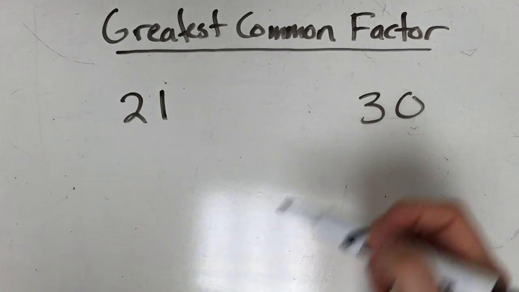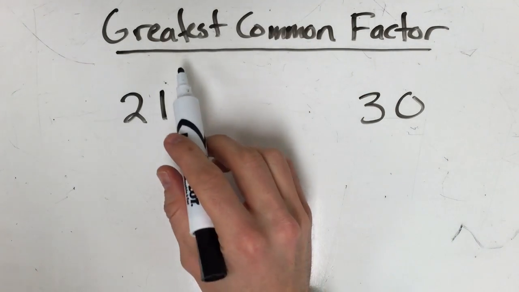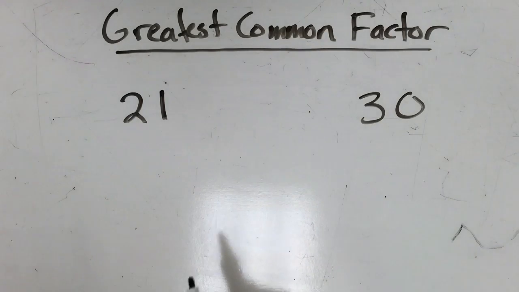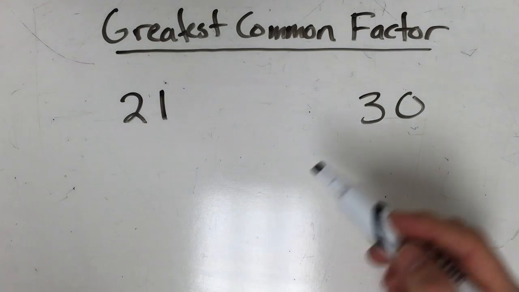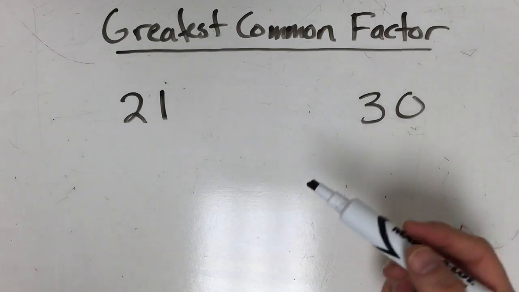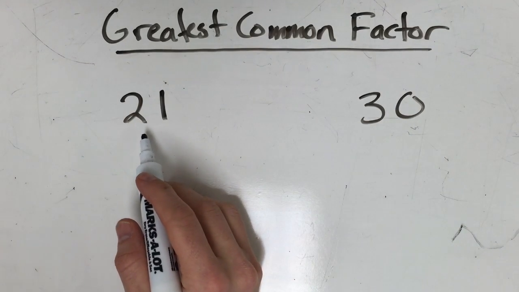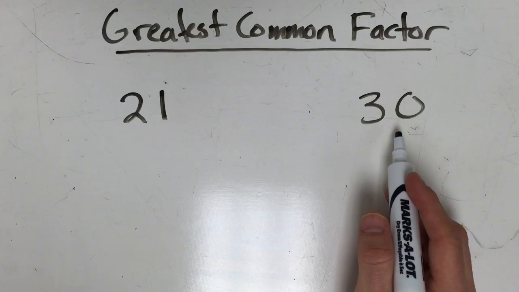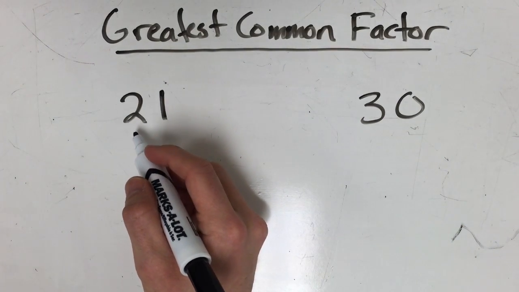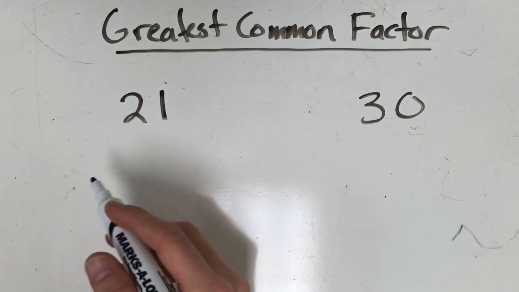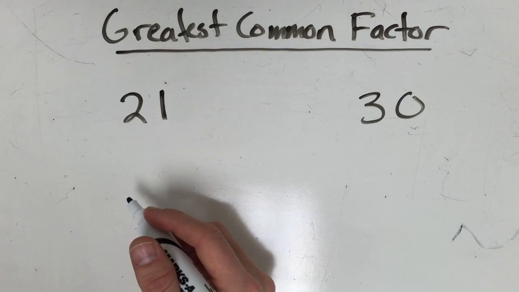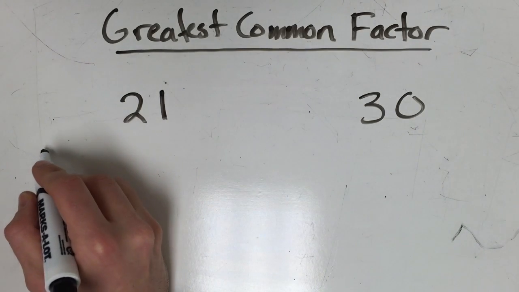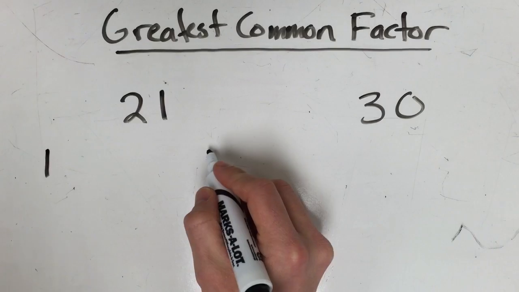The next thing you'll be learning about today is how to find the greatest common factor between two numbers. We're going to start with this third word, factor. First, we need to list all of the factors of 21 and all of the factors of 30. So, the factors of 21 are all the number pairs that can multiply to give 21. So I'm going to start with 1 times 21.